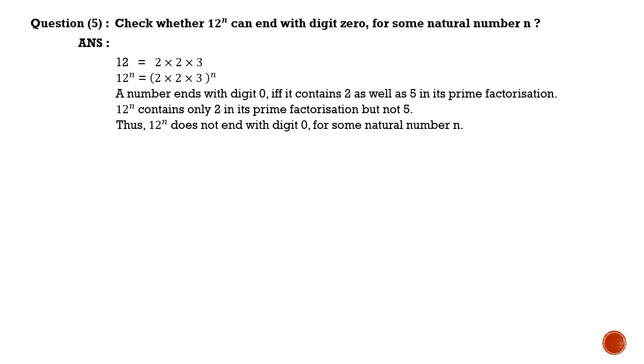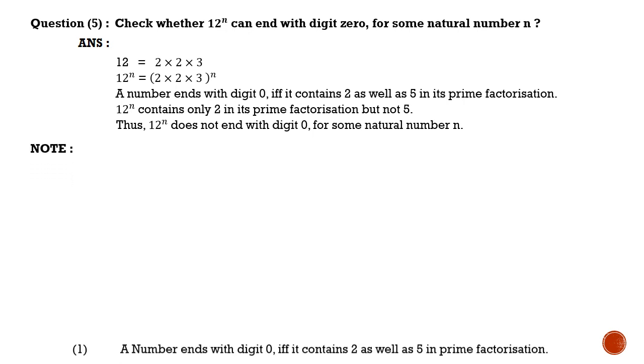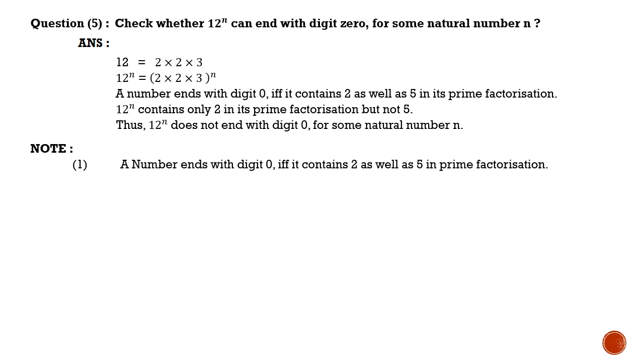Suppose they are asking you to check whether some number is ending with digit 0 or not. Simply you will do its prime factorization, and if that prime factorization is containing prime factors 2 as well as 5, then only given number can end with digit 0, or else it cannot end with digit 0. Let us write a note for this. First note: a number ends with digit 0 if and only if it contains 2 as well as 5 in its prime factorization.